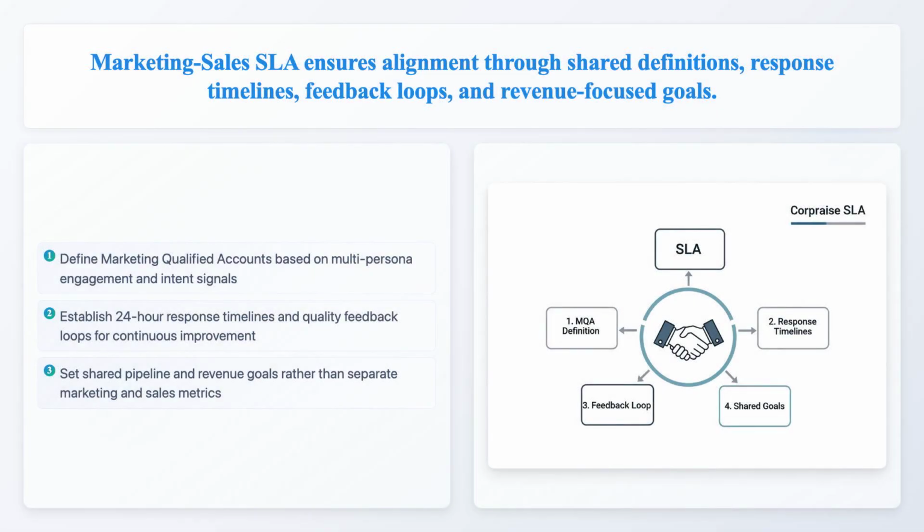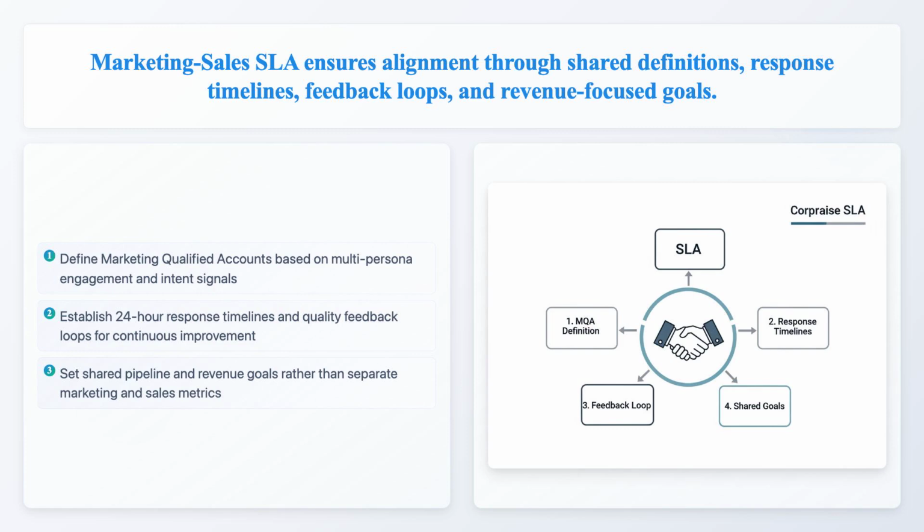ABM success requires tight marketing and sales alignment through a formal service level agreement. Your SLA must define 4 critical elements. First, what constitutes a marketing qualified account rather than a traditional lead. An MQA might be a target account where multiple personas have engaged with your content and shown intent signals.